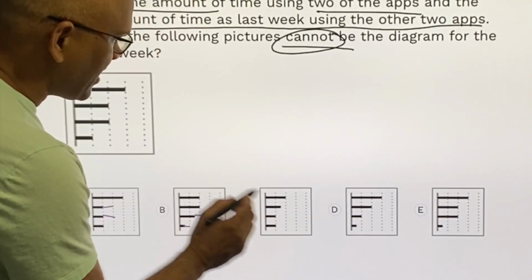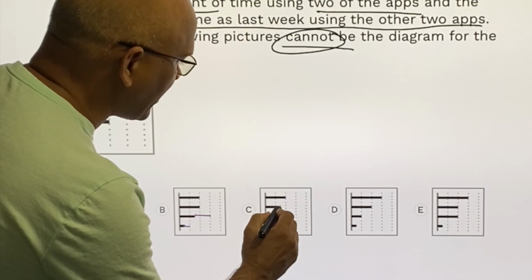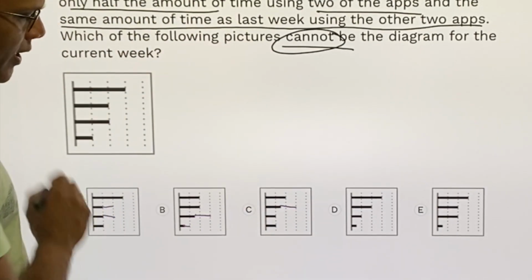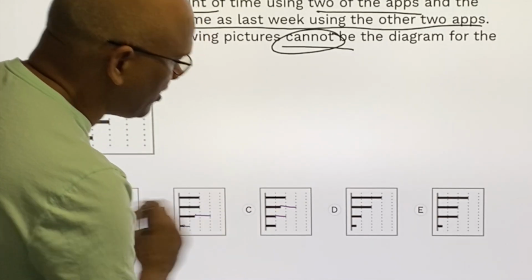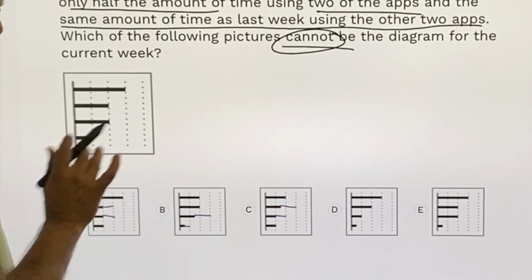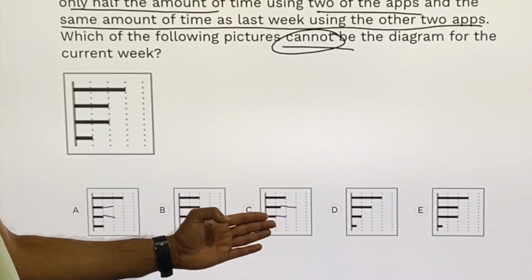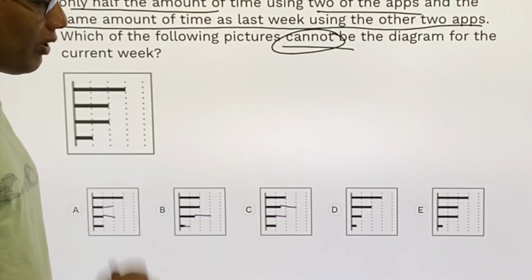In this case, I can have the first one as this one. The second one I can extend it like this. So this can be this one. And then this I can extend it another like this. And this is the same. So again, this is also possible for this week. These are the 2 apps he has spent half the time. The other 2 are the same.